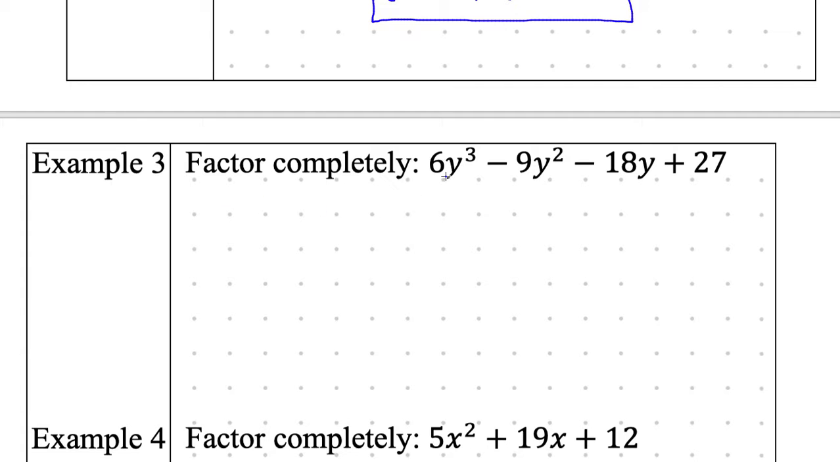So the greatest common factor was 3. 3 goes into 6, 9, 18, and 27. Notice that there's no y here, so I can't factor out any variable. I can only factor out a 3. When I factor out a 3, this is going to be equal to 3 times the quantity of 2y to the power of 3 minus 3y squared minus 6y plus 9.